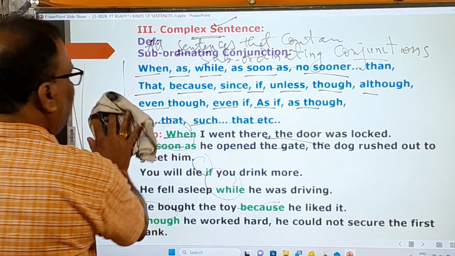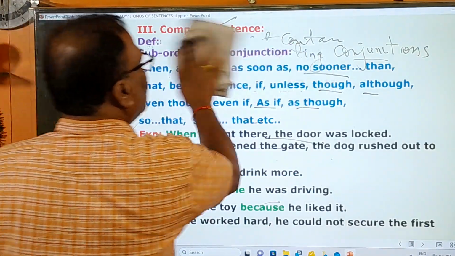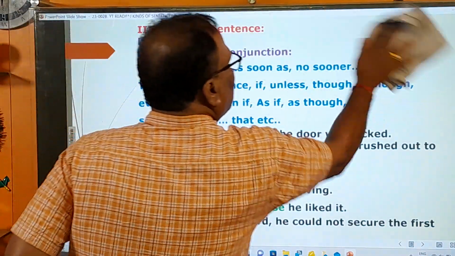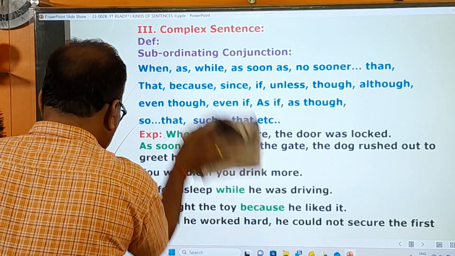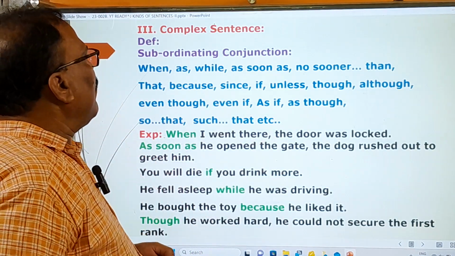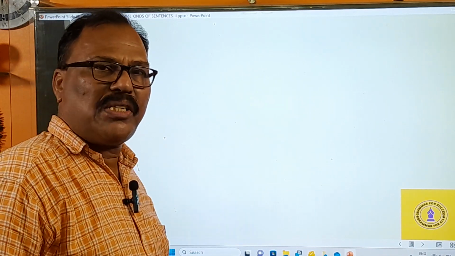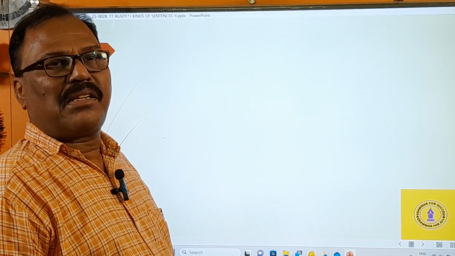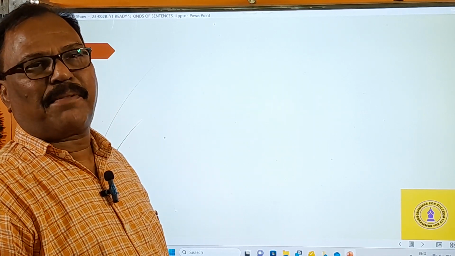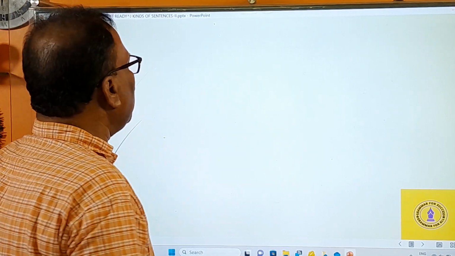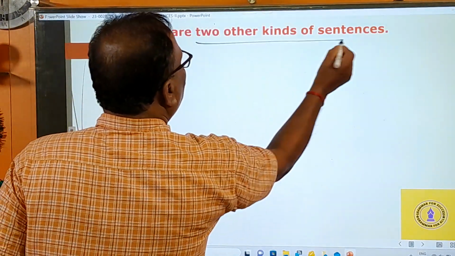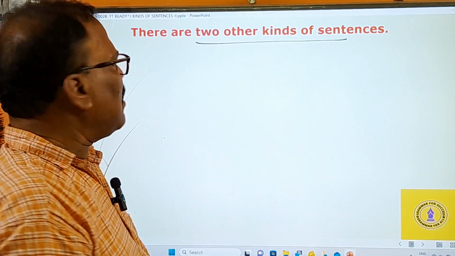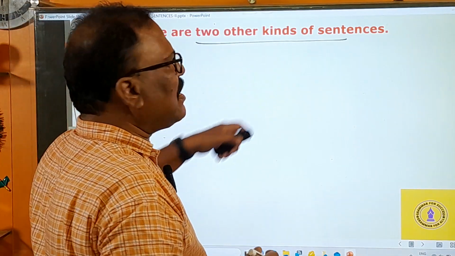Now let us take up the last slide. In addition to all these sentences, there are two other kinds of sentences. Here you see two other kinds of sentences. In addition to all these kinds of sentences, we have two other kinds of sentences.